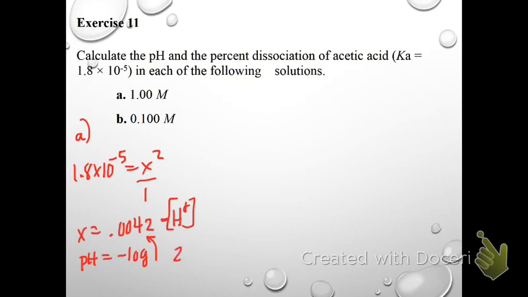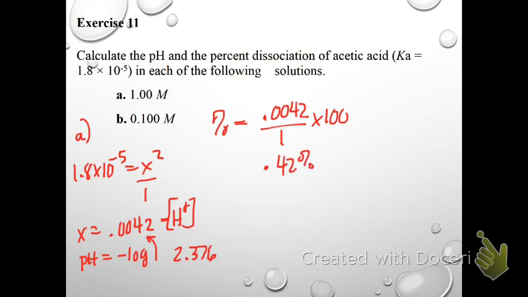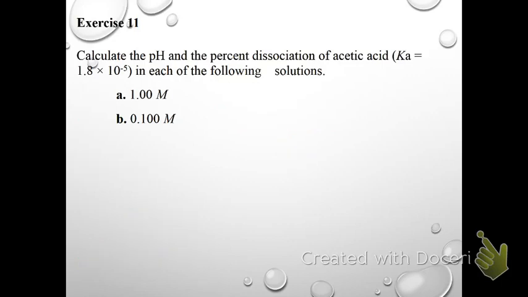So that ends up being 2.376. Oh, just wait for me, because percent dissociation is going to be 0.0042 over 1 times 100, which is 0.42%. Okay, does everybody have that? Because I'm going to erase it. So that's 0.42%.